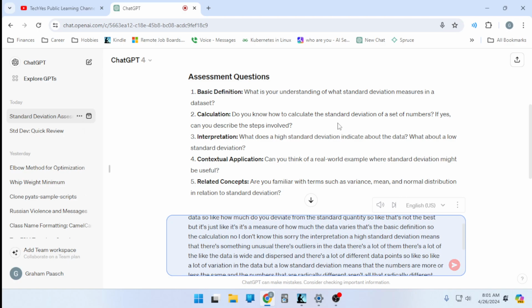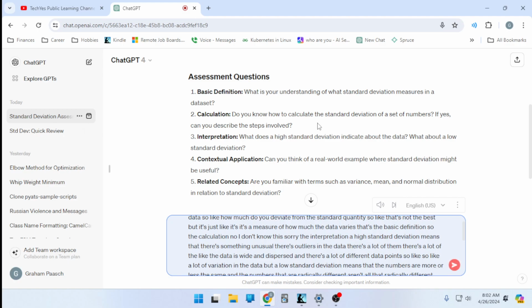For contextual application, I can think of a lot of real world examples where standard deviation might be useful. Basically anything where you want to know how significant or unusual it is that something deviates. So I guess the height was a good example. You want to know how different everyone's heights are. Honestly, I'm having trouble with this contextual application part.